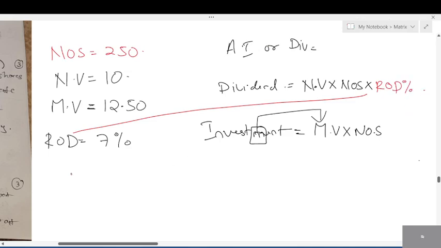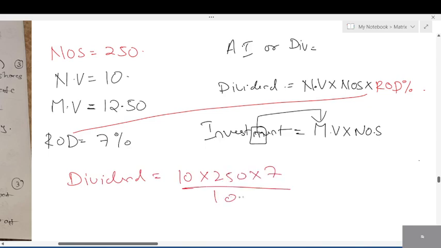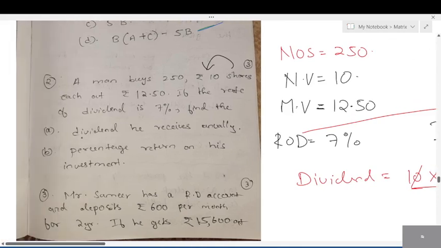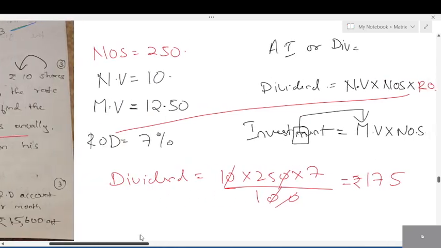So, what is the dividend value? Nominal value is 10 into number of shares 250 into rate of dividend 7 by 100. The 0 and 0 get cancelled. 25 into 7. What's the answer you all got? Is it 175? All of you got 175. See here, the dividend he receives annually, the annual income, is rupees 175.